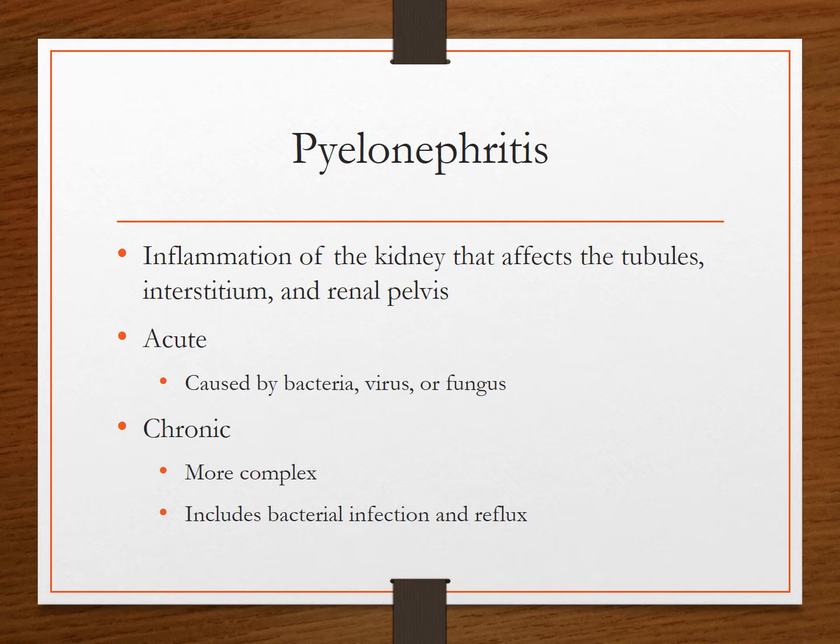Pyelonephritis is a different story. This is an inflammation of the kidney. It can affect all areas of the kidney: the tubules, the renal pelvis and calyces, and the interstitial tissue. It can be acute or chronic. Acute pyelonephritis is the one we'll focus on, and it's caused mainly by bacteria, viruses, or a fungus.